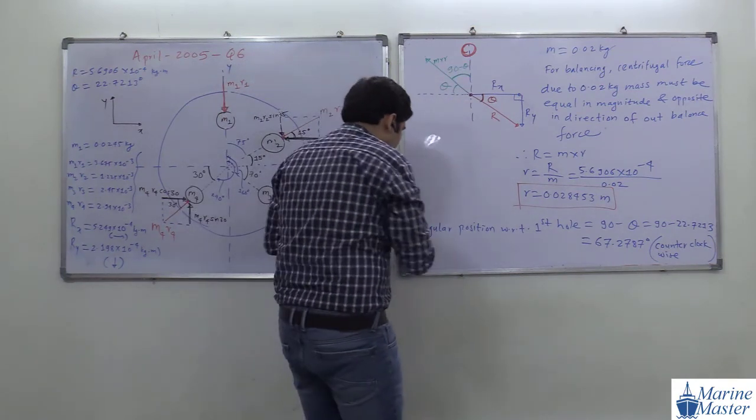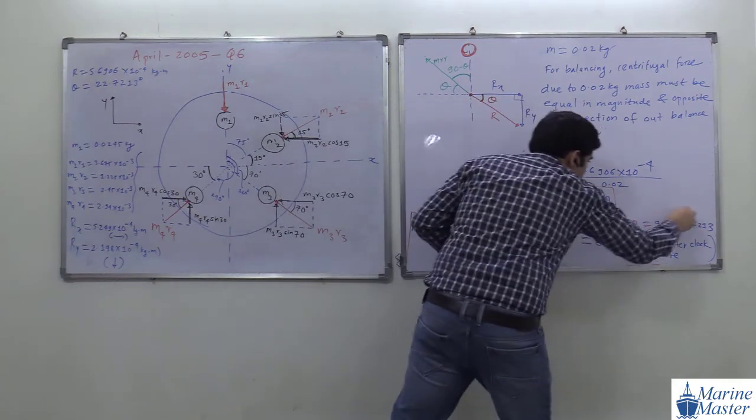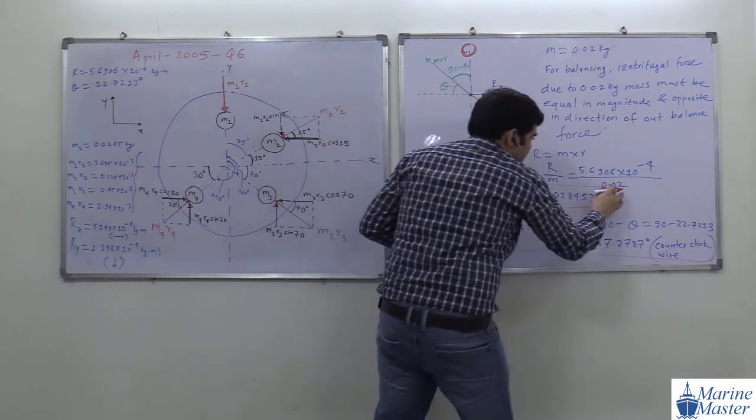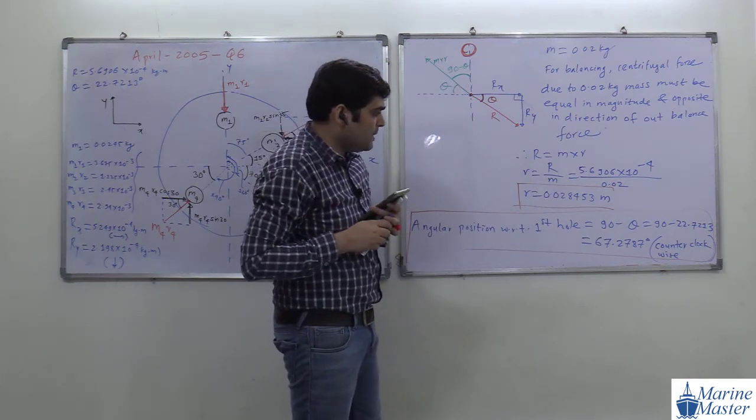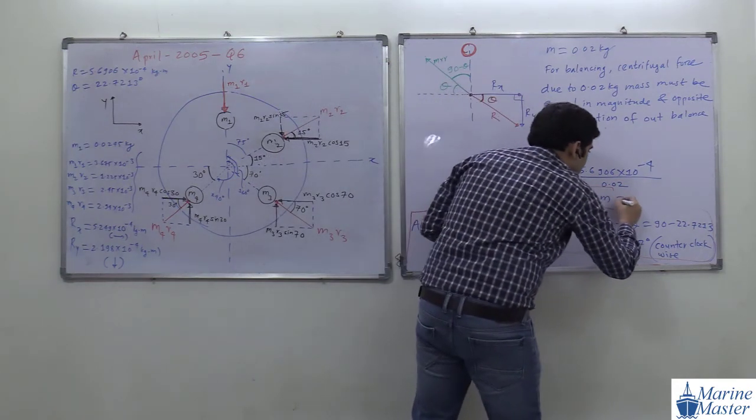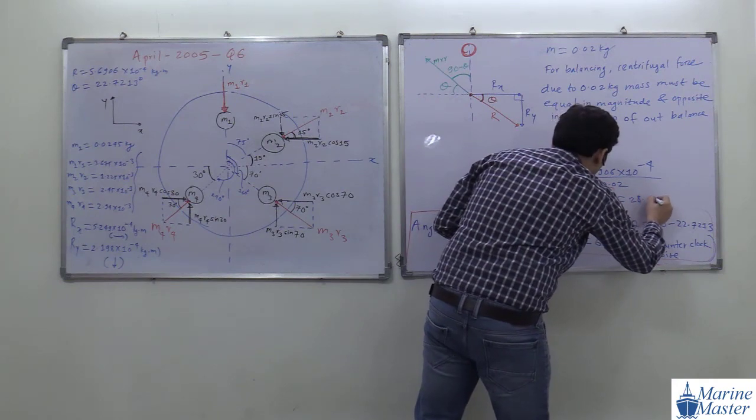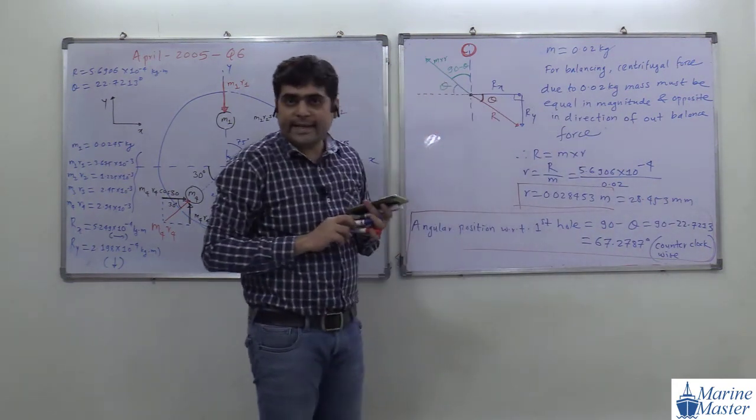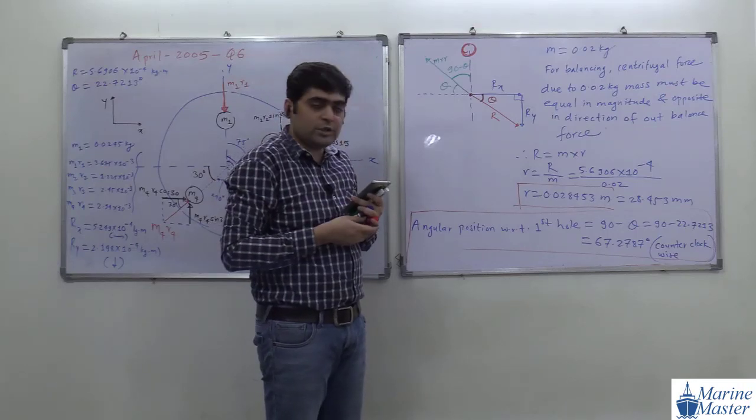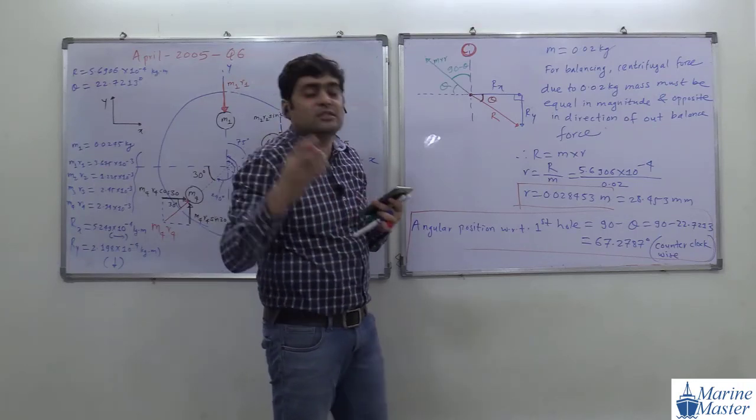So this is our another answer. We can write this one in mm also. So in mm, radius will be 28.453 mm. Okay, so we got the radius and angular position of the 0.02 kg mass. That is our balance mass.